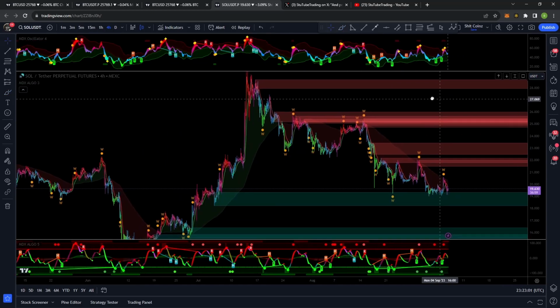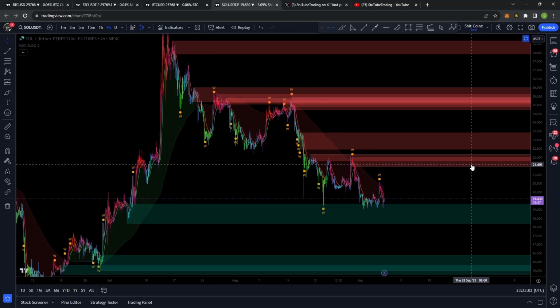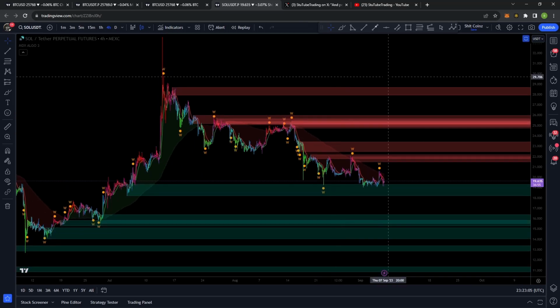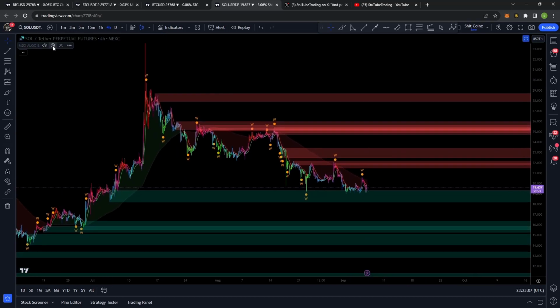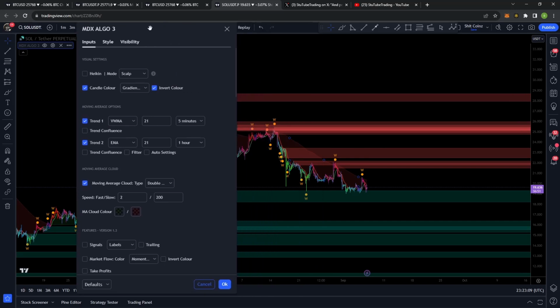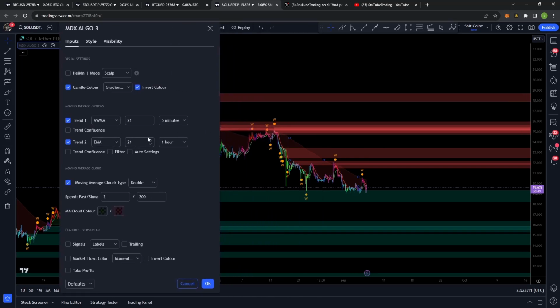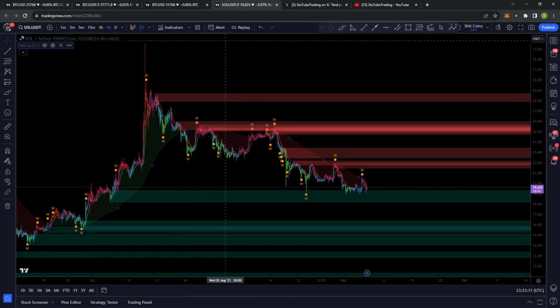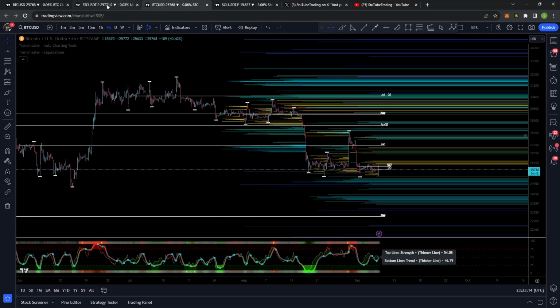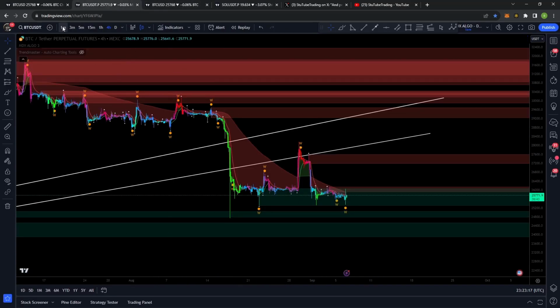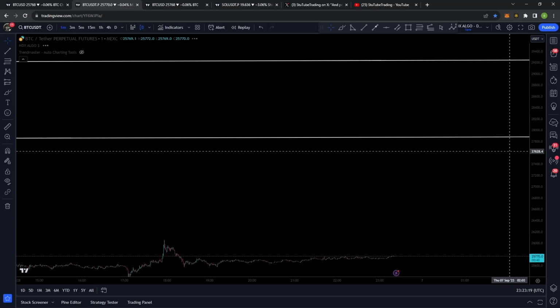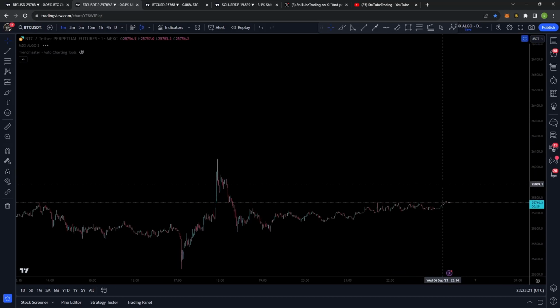So yeah, I'm just gonna go over my settings here on the ALGO 3. If I bring up my settings, actually, this won't do much for us on the 4 hour. Let's hop over to a more degenerate time frame here. Let's hop over to the 1 minute, because that's where I do most of my degen scalping.